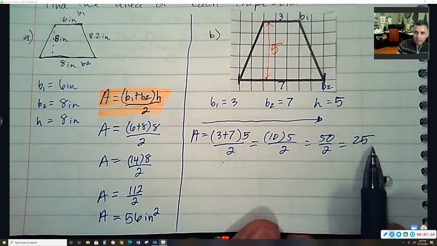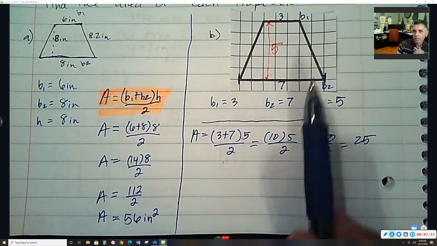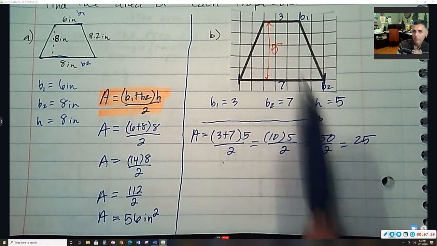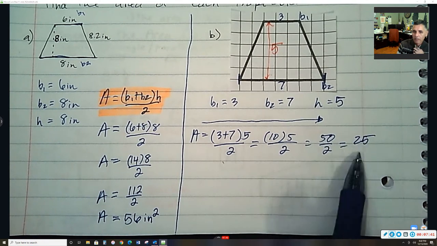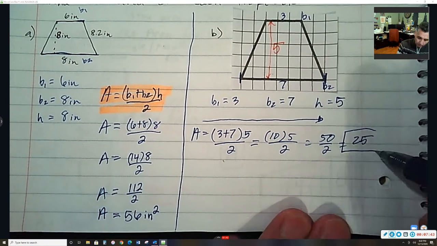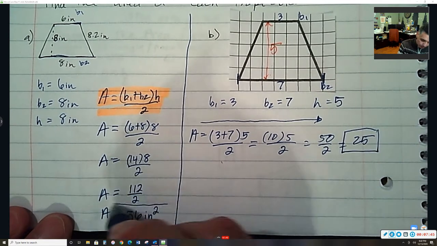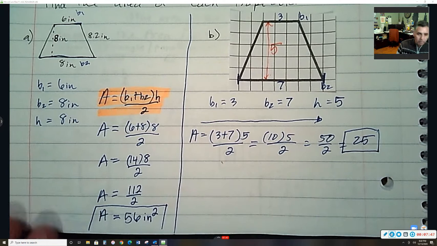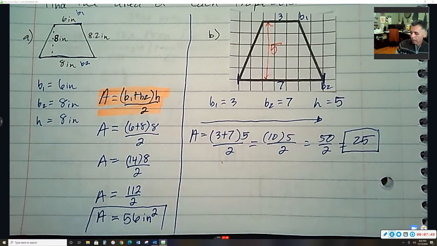Now this one does not have units. Remember I said if it doesn't have any units in here, we can go ahead and just put our answer. So that would be our answer. 25 for B. And then 56 inches squared for A. Let's do some examples.